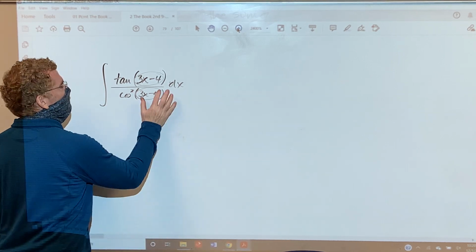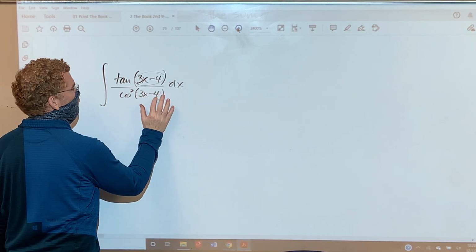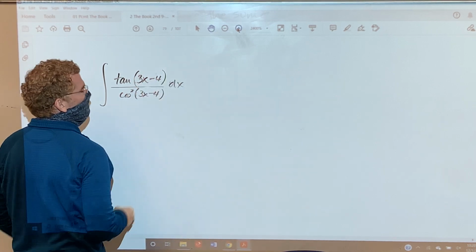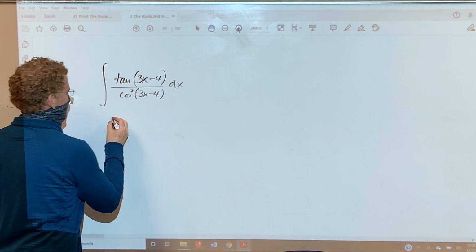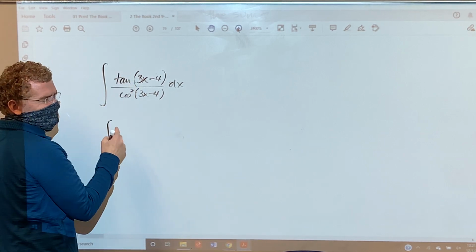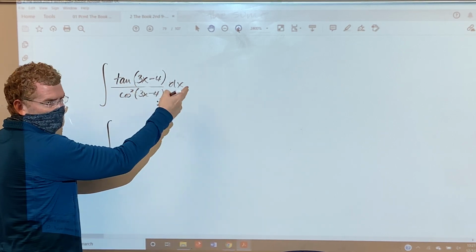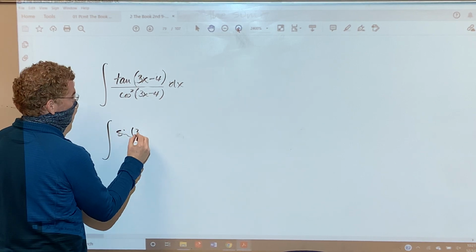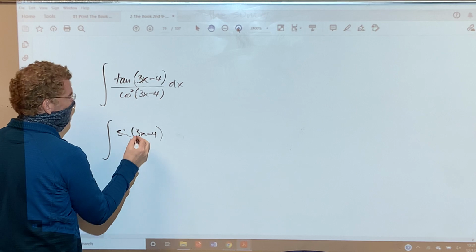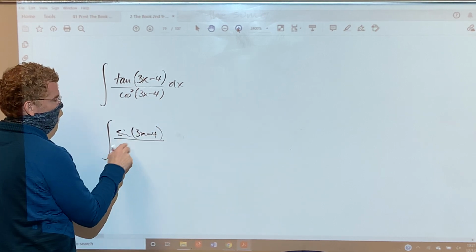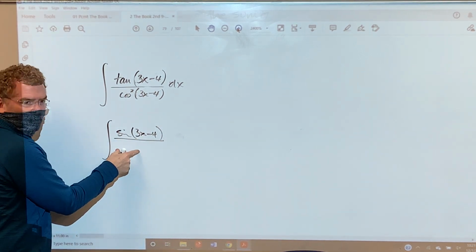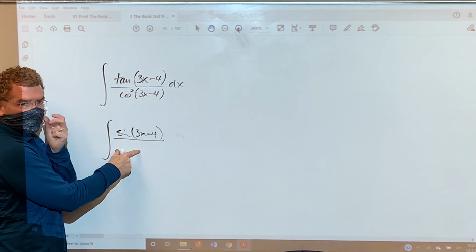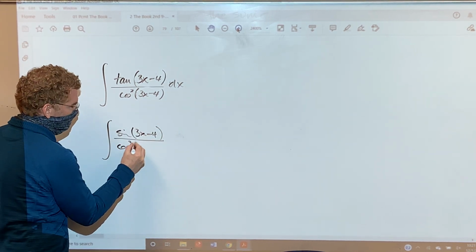If you change the tangent to sine of blah over cosine of blah, and then, listen, there's nothing wrong with this. This is a good way to do it. Sine of that over a cosine of 3x minus 4. That cosine of 3x minus 4 is going to be along with this cosine squared of 3x minus 4, giving you a cosine cubed of 3x minus 4.